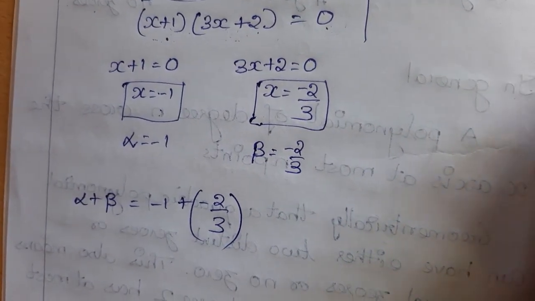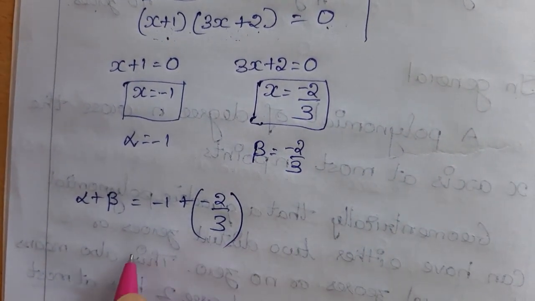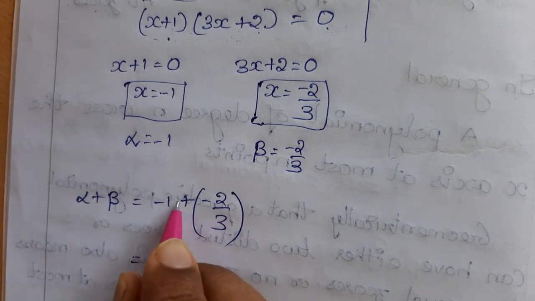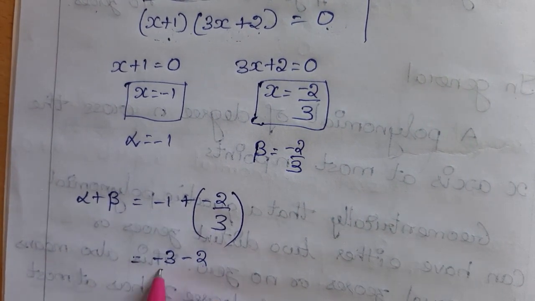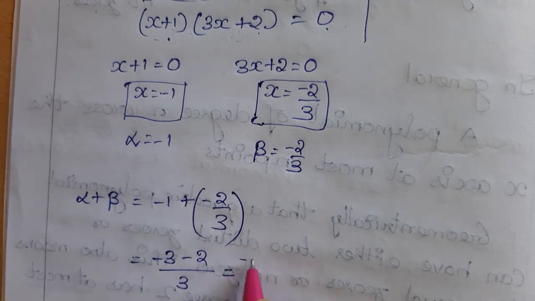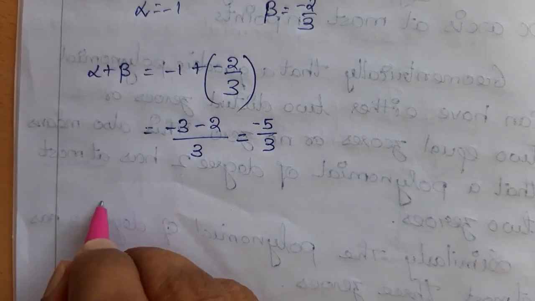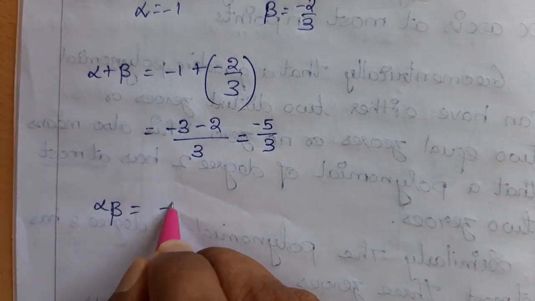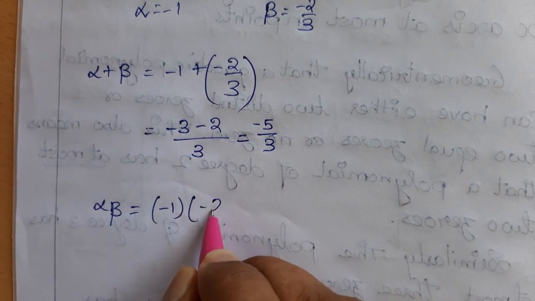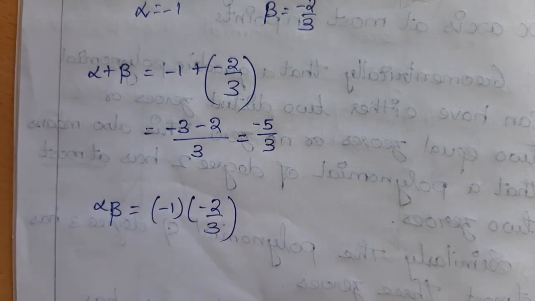So by applying the LCM, the LCM is 3, so it will become minus 3, so plus into minus is minus 2 by 3. So the value is minus 5 by 3, right? Let me go for the product. Alpha into beta is equal to minus 1 into minus 2 by 3. So minus into minus is plus, the value is 2 by 3.